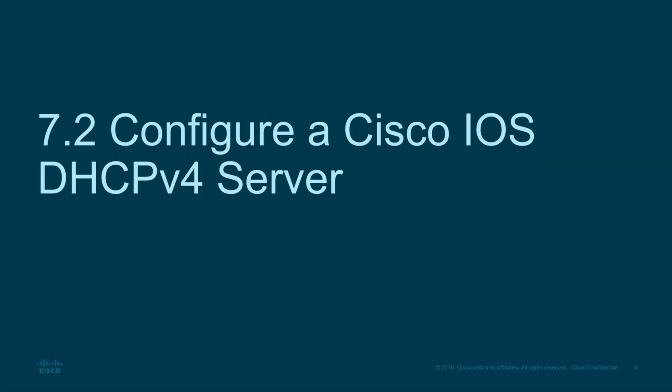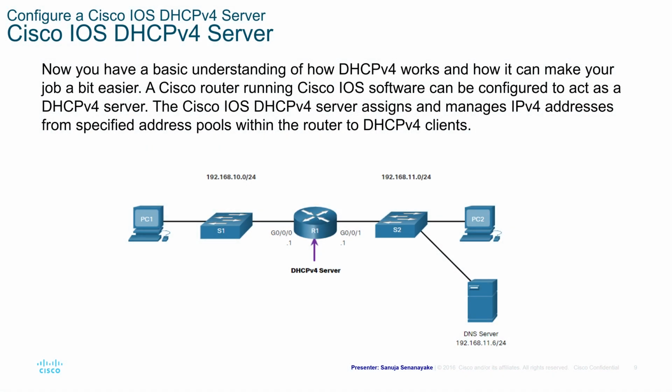The next one we're going to cover is how we can configure a Cisco IOS DHCPv4 server. Now you have a basic understanding of how DHCPv4 works and how it can make your job a bit easier, because having this DHCP version 4 server, you don't need to go to each end client and manually assign IP addresses and other information such as the DNS server addresses, etc. A Cisco router running Cisco IOS software can be configured to act as a DHCPv4 server. The Cisco IOS DHCPv4 server assigns and manages IPv4 addresses from specified address pools within the router to DHCPv4 clients. And we will go through how we can do it in the next few slides.